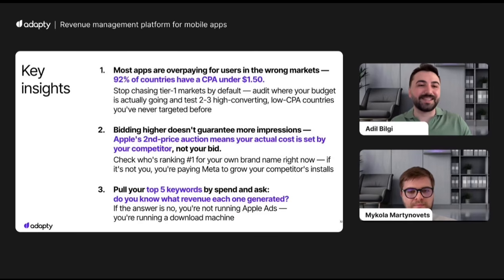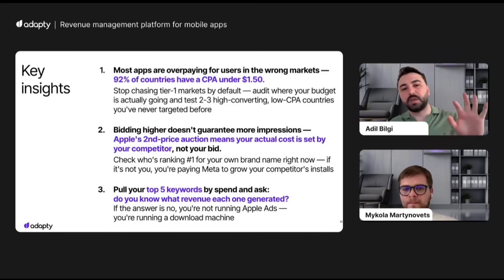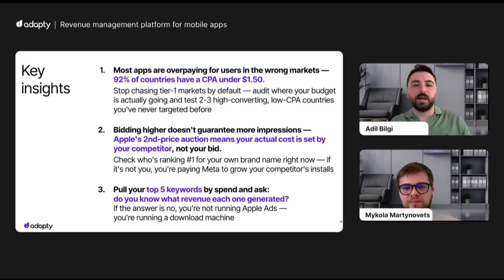This is the fastest, cheapest CPA that you can win in your entire account in Apple Ads. And the third thing that I can emphasize here is: pull up your top 5 keywords by spend, and for each one, ask yourself, do I know the exact revenue that I have been generating from these specific keywords? If the answer is no, for any of them, you're not running Apple Ads. You are just running a download machine, and that is the problem Adaptive solves.